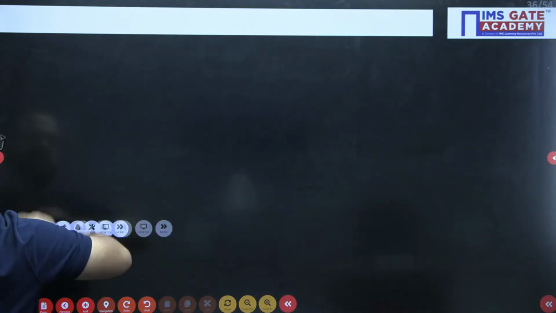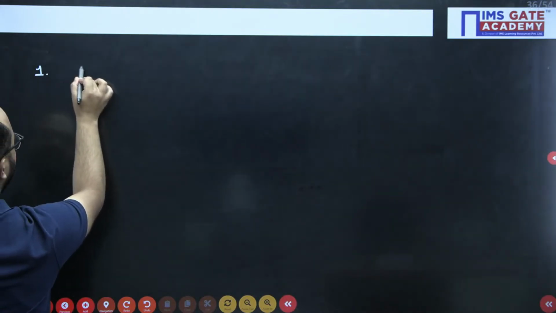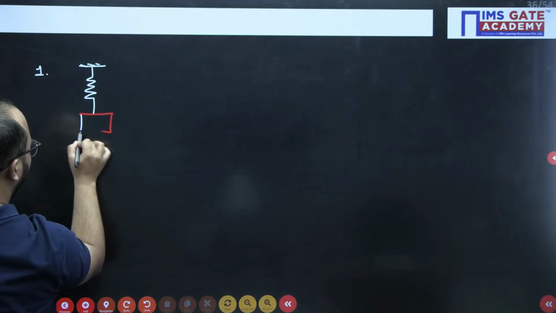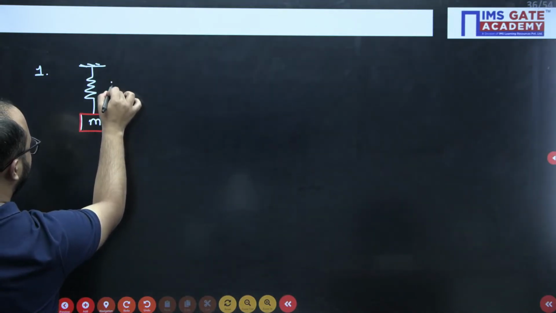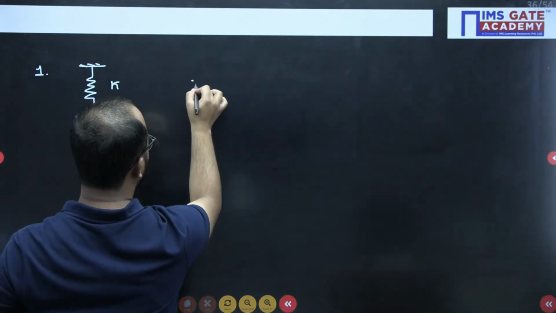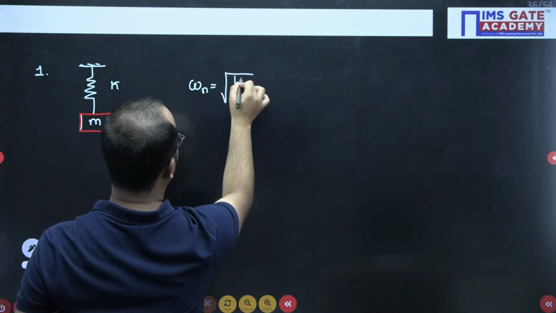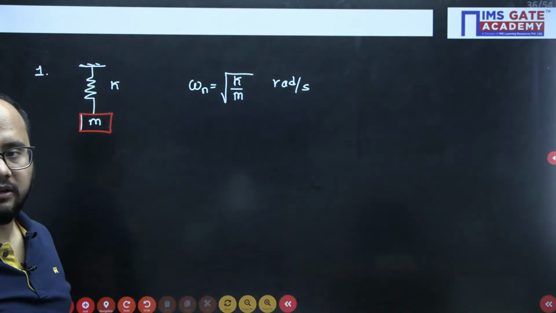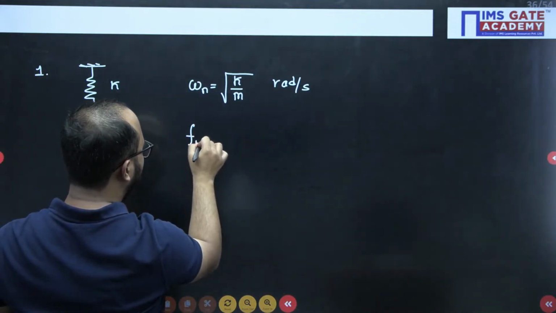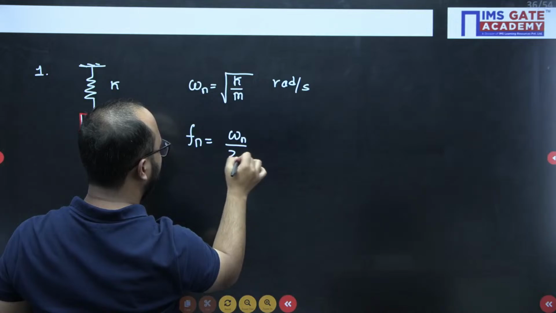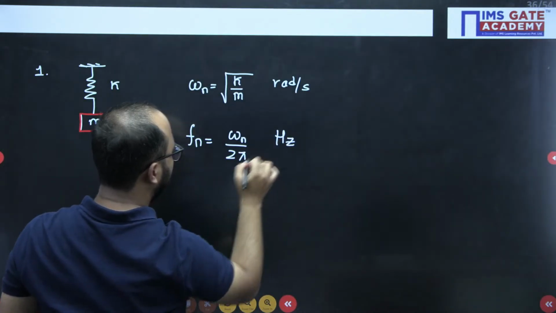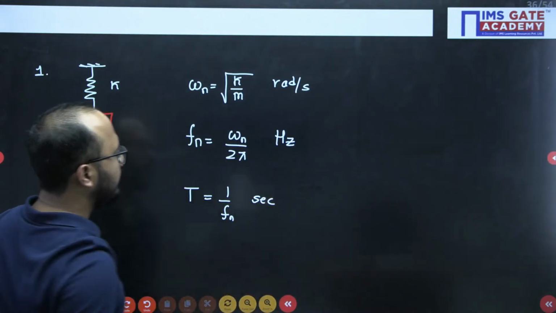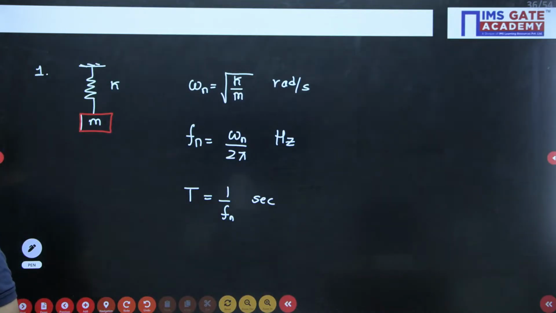Okay, so first of all, this spring mass case, stiffness K. The natural frequency omega n is under root K by M, unit is radian per second. Remember, K should be in Newton per meter, very important point. Now, if I have to calculate frequency in hertz, it is omega n by 2 pi. Time period is 1 by frequency, you will get it in seconds. So these basic three formulas at least you should remember.